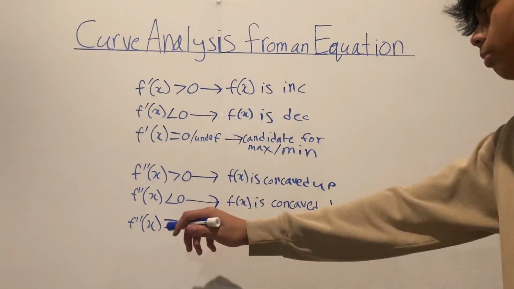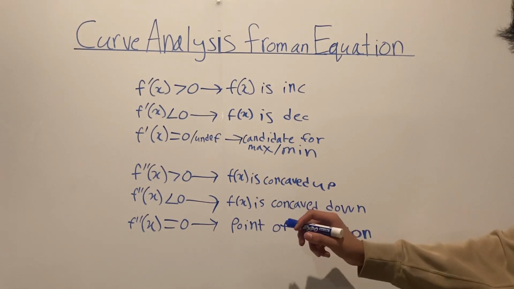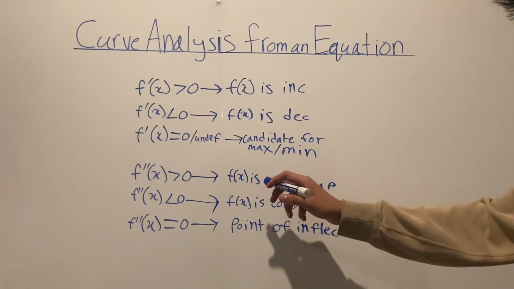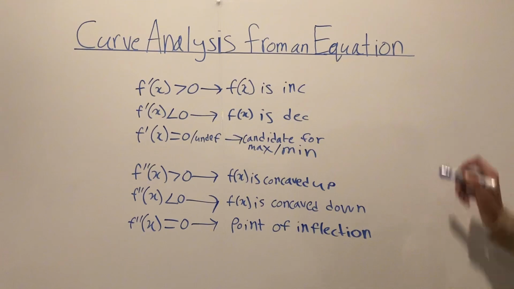And if f double prime of x equals 0, it's a point of inflection, which means that this is the point where the concavity changes from either going up to down or down to up.